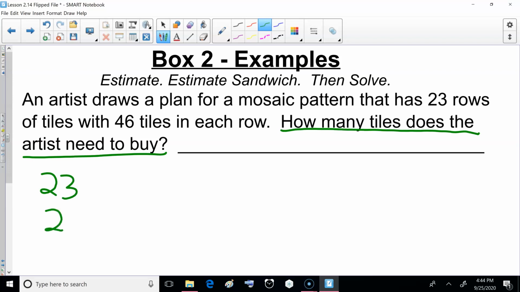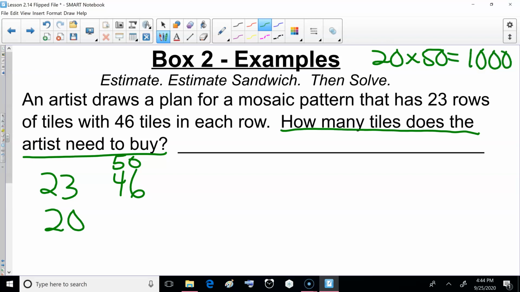It seems like it's closer to 20. And the other one is 46, so that seems like it's closer to 50 up above. So 20 times 50 is my close estimate, I'm guessing, which would give me 1,000, all right? So that's my close estimate.